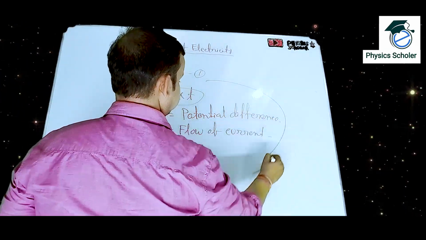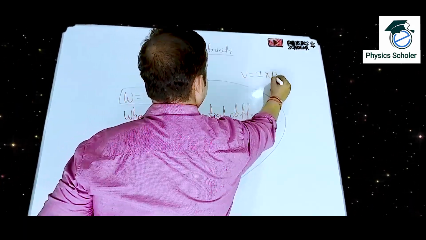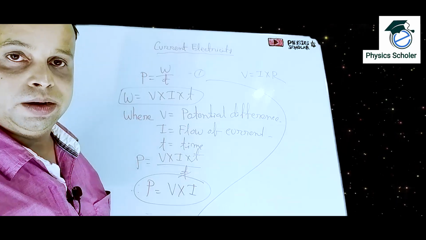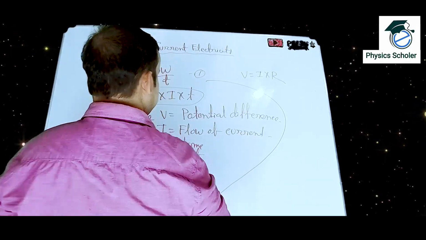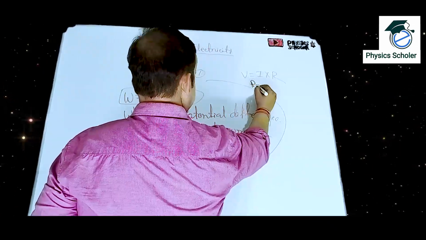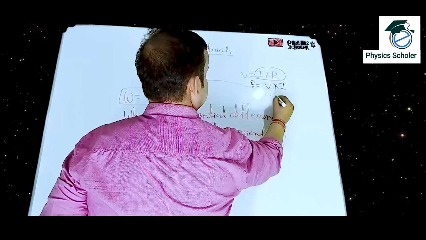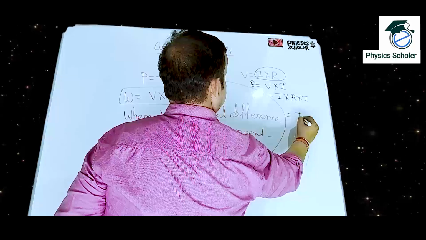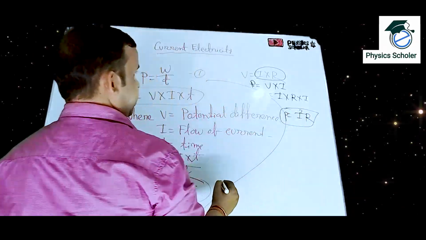Now what we know? V is equal to I into R from Ohm's law. R is the resistance of the circuit, and I is the flow of current. Now we know P is equal to V into I. So we put the value of V here: I into R into I. Therefore it is I square R. So power P is equal to I square R.